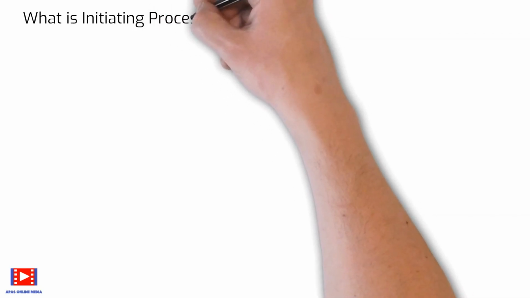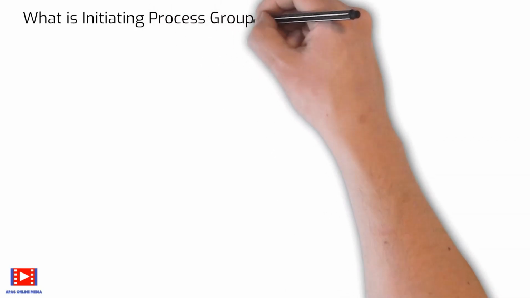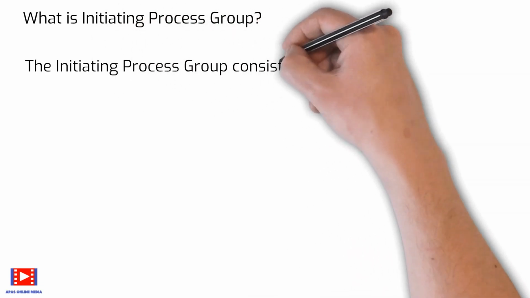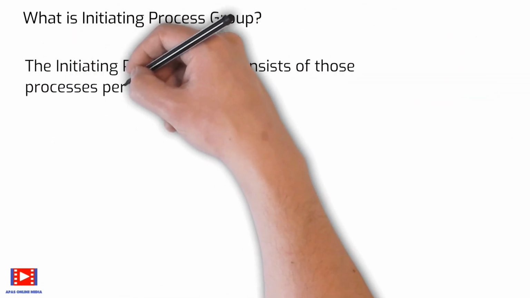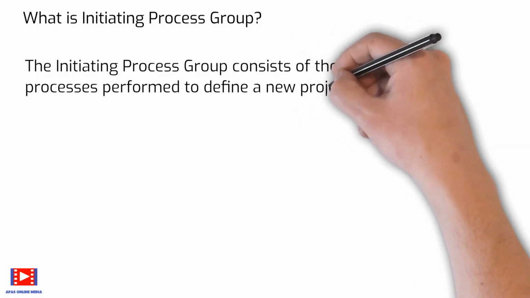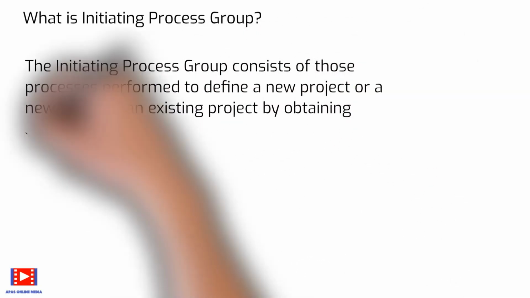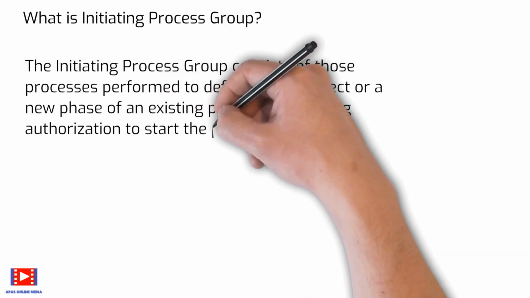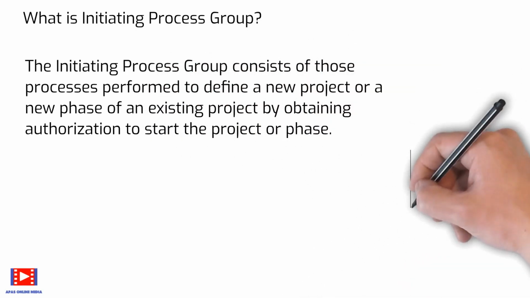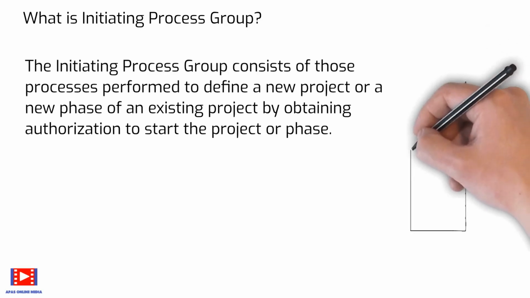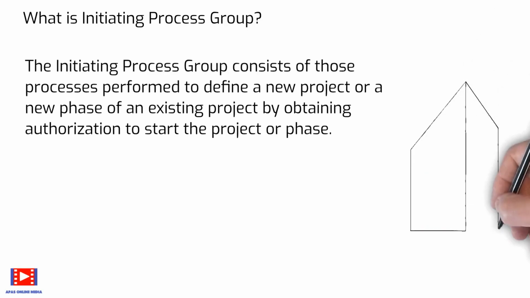What is initiating process group? The initiating process group consists of those processes performed to define a new project or a new phase of an existing project by obtaining authorization to start the project or phase.